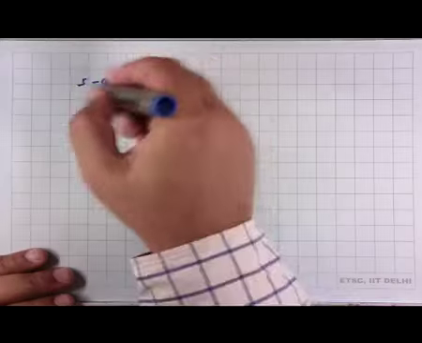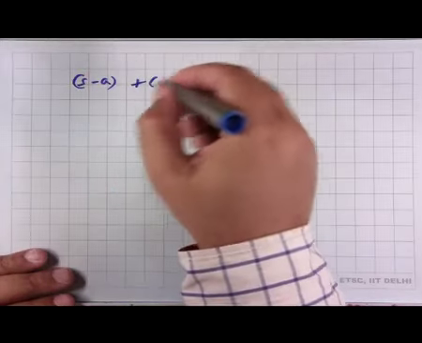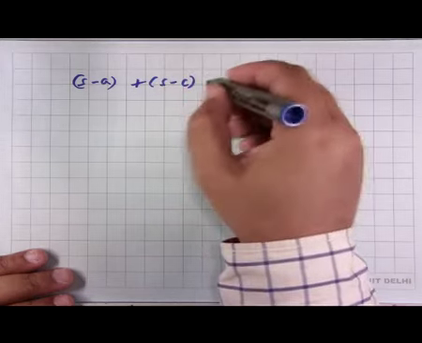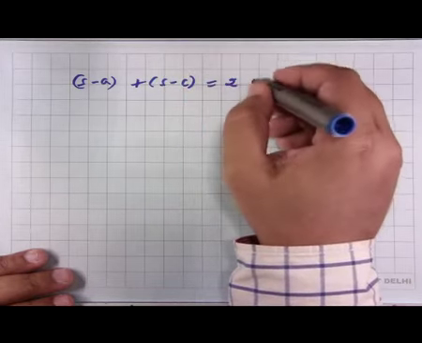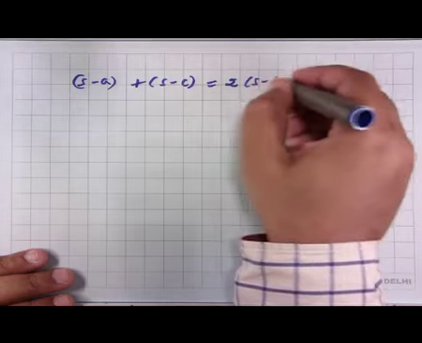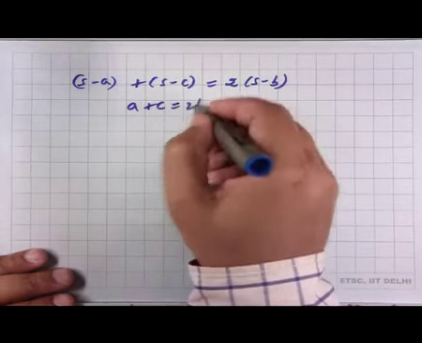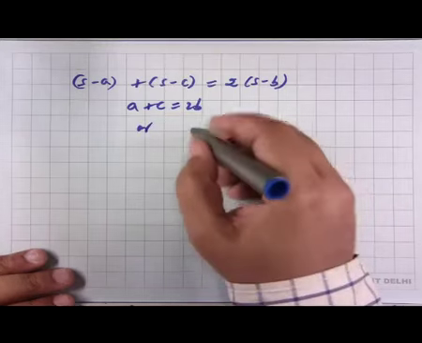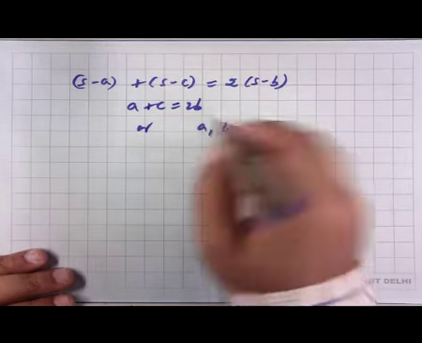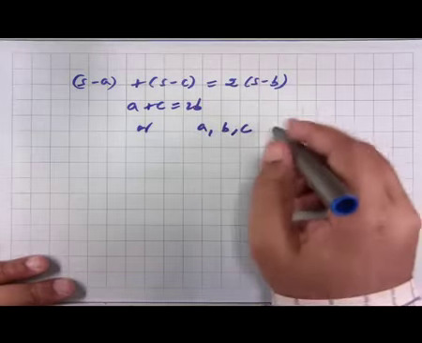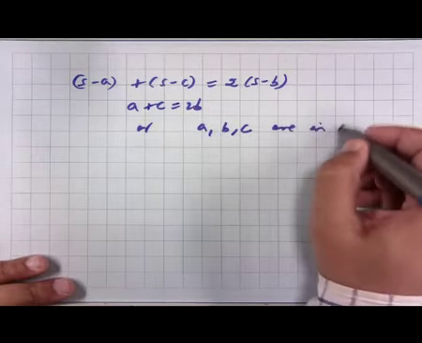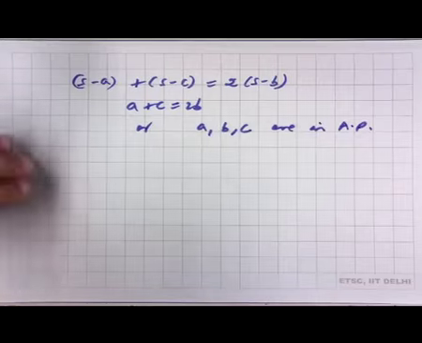Therefore, what we get is that S minus A plus S minus C is equal to 2 times S minus B, and from here it follows that A plus C is 2B. So, A plus C is 2B essentially implies that A, B and C are in arithmetic progression. So, this finishes the proof of the second problem.